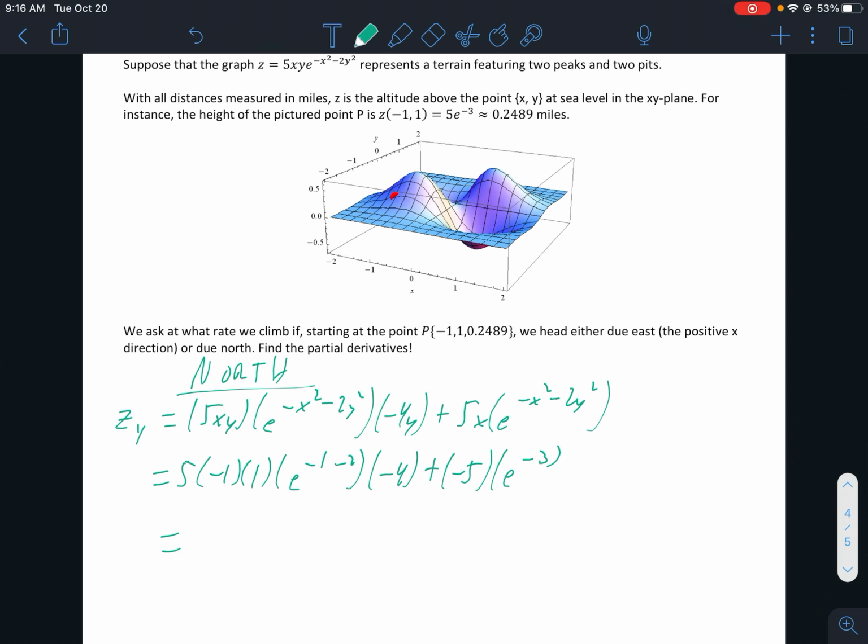And if we simplify that down, doing some quick calculations here, that should get us down to 15 over e cubed. Okay? So what does that mean? That means we would be climbing up at a rate of 15 over e cubed if we headed north from that point. If we headed straight north from that point, we'd be climbing up at that rate.